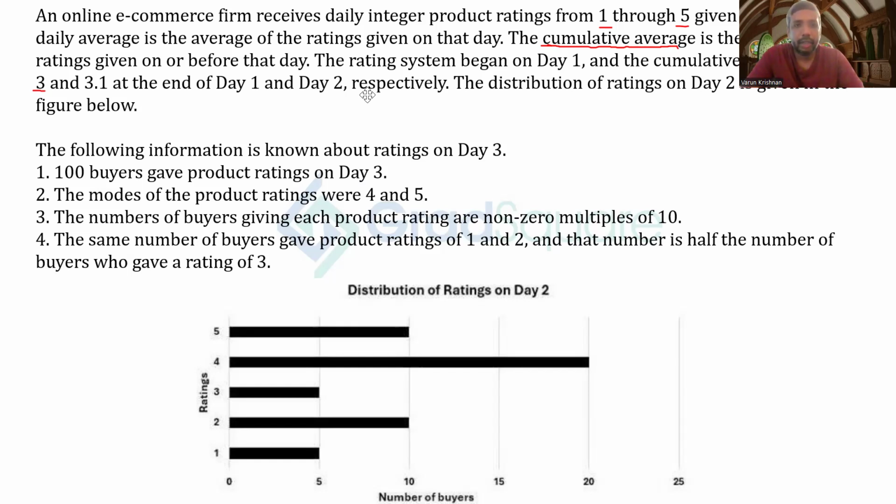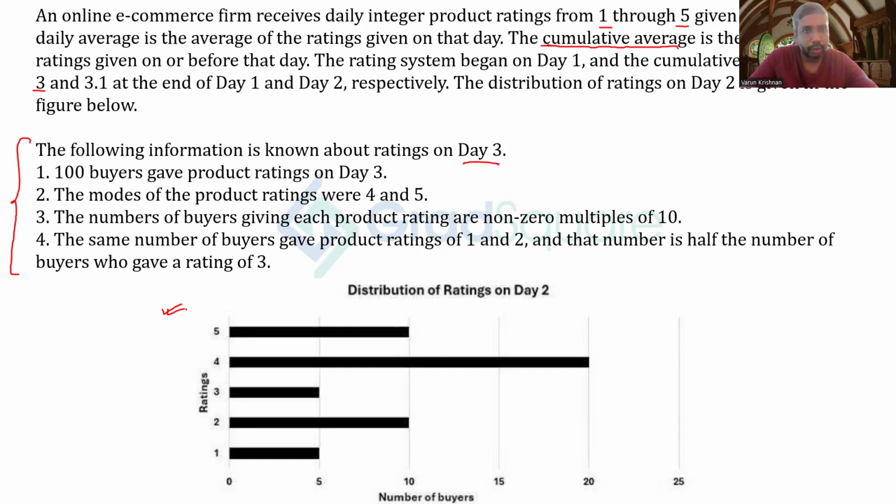And the points that have been given to us are only about day 3. So these clues are for day 3 only. The following information is about ratings on day 3. So using this, you can deduce some things about day 3, which we will do in a bit. And day 2's rating distribution has been given to us completely. So entire information of day 2 has been given to us in this graph, which means from this graph, we can look at it and say that 10 buyers gave a rating of 5, 20 buyers gave a rating of 4, 5 buyers gave a rating of 3, and so on and so forth on day 2.